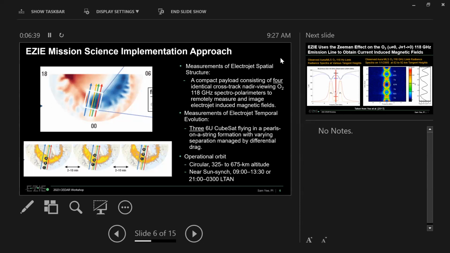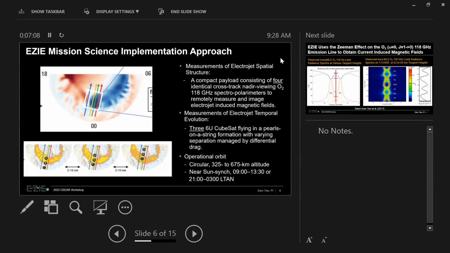And the second one, we fly 3 satellites in sequence. For the separation in time, we use differential drag, basically changing the satellite orientation to either speed up the spacecraft as it drops in altitude, or adjust the distance, so we can see the same scene and how it actually evolves in 2 to 20 minutes. The third thing is that we focus on a sun-synchronous orbit, the midnight sector, where the regions of interest occur.